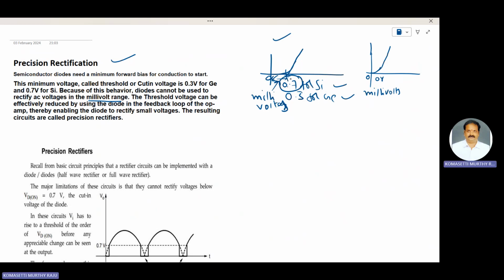Some delay is there. Because of this behavior, diodes cannot be used to rectify AC voltages in the millivolt range. Coming to this one, the threshold voltage can be effectively reduced by using the diodes in the feedback loop of the op amp. Later I will discuss it. Thereby enabling the diodes to rectify small voltages. Small voltages means millivolts range. The resulting circuits are called precision rectifiers.